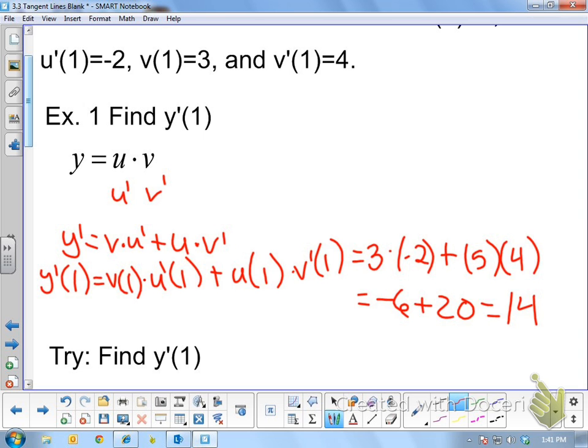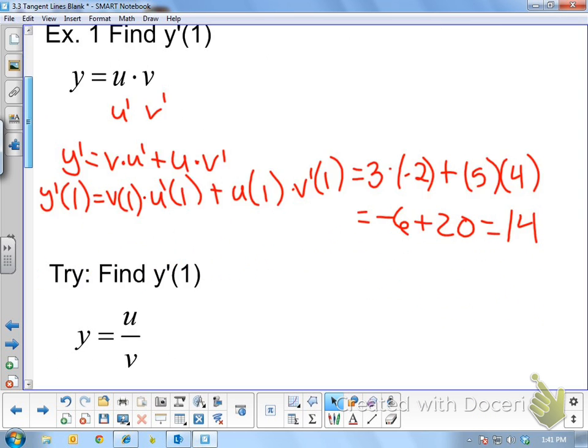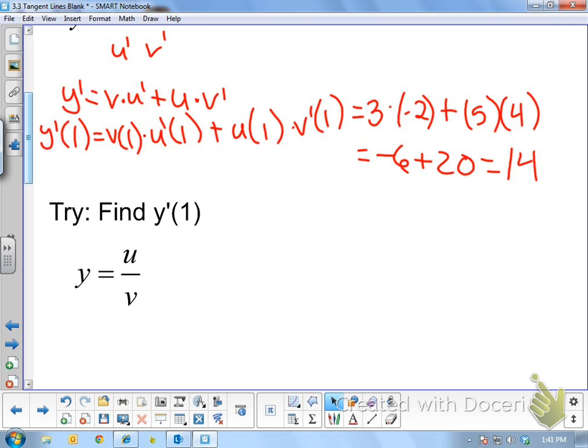So now you guys try one. Still the same numbers. So what should we get? Negative 26 over 9. I checked everyone's and everyone did fine, so we're not going to go through that again.